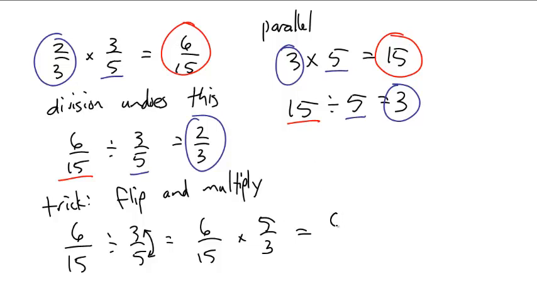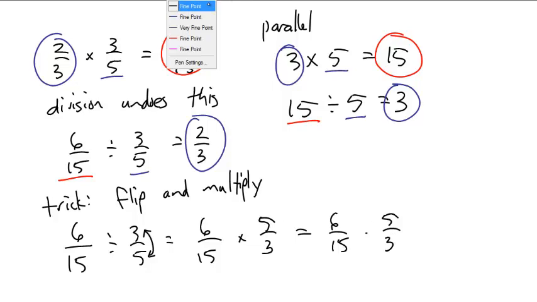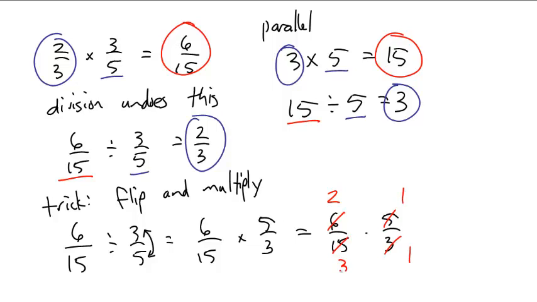Then we have 6/15 times 5/3, and we cancel out what we can. There's a 3 there and there. That divided by 3 is 2. That divided by 3 is 1. There's a 5 here and here. That divided by 5 is 1. That divided by 5 is 3. And we are left with 2/3, just as we said it would be. So flip and multiply gets the right answer. That's how you divide.